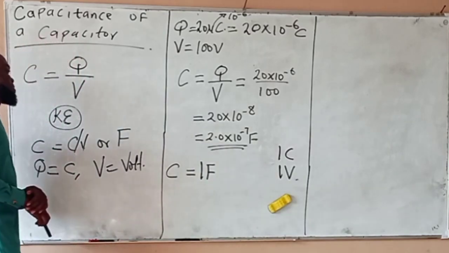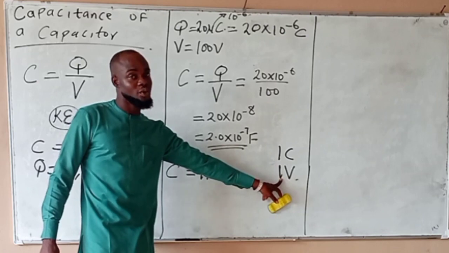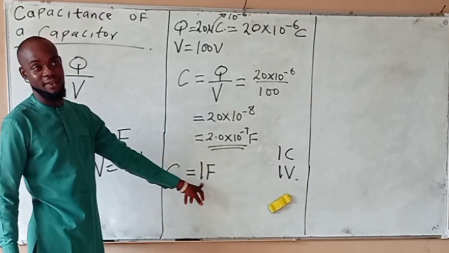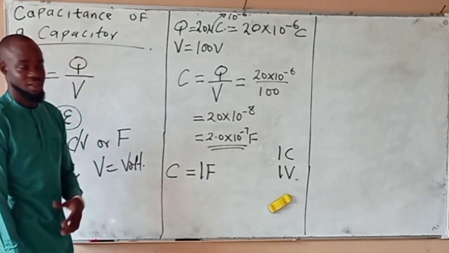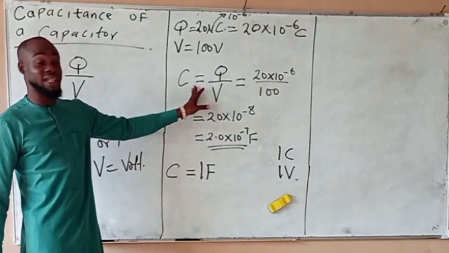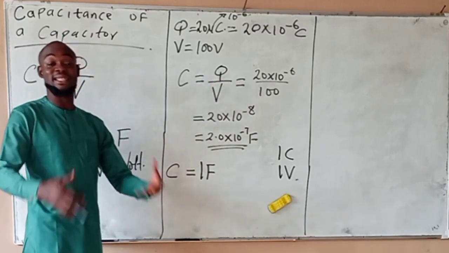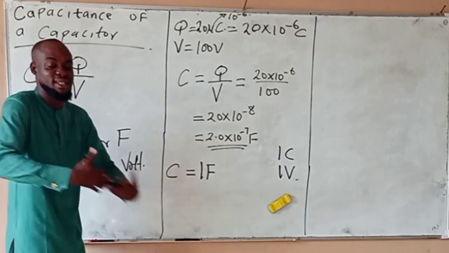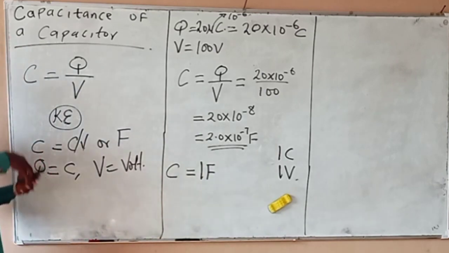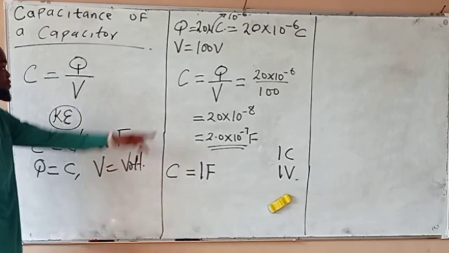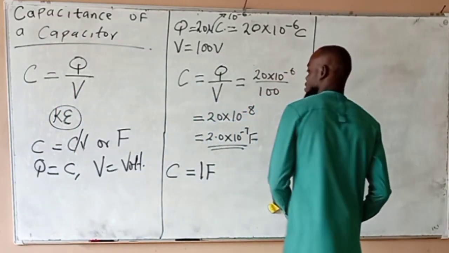So try and do that yourself. What about if the PD across is 2 volts? The capacitance will reduce to 0.5 farad. So as this PD increases, the capacitance will be reducing. The capacitance is inversely related to voltage and directly related to charge. As the charge of the capacitor increases, the capacitance will also increase. If the PD is increasing, the capacitance will be decreasing, from this formula. So take note of that. It's very, very important.